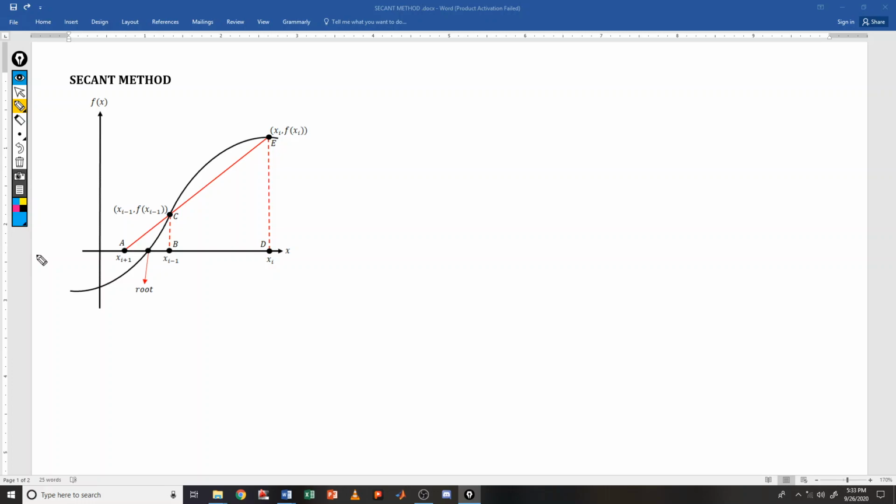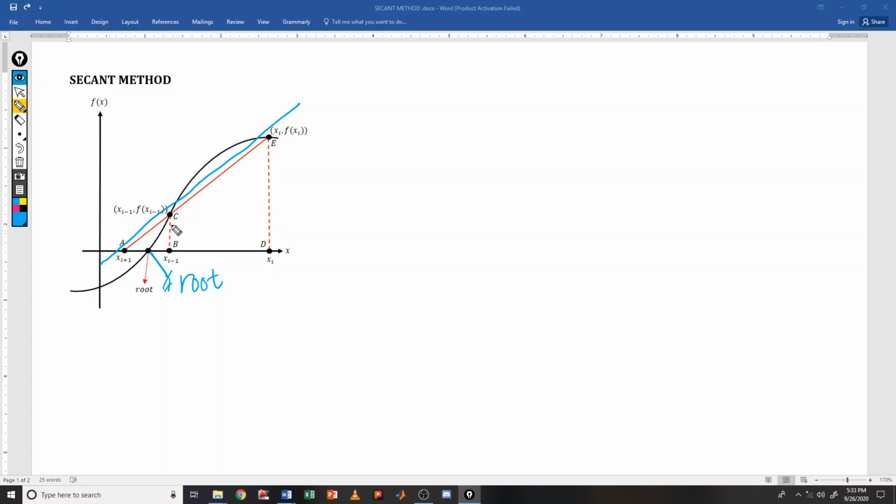Okay, as you can see, the second method always crosses the x-axis. So therefore, what I'm trying to say is, this is the root of the function. This is always the root of the function. Okay, so we have to draw a line here that is crossing the x-axis.